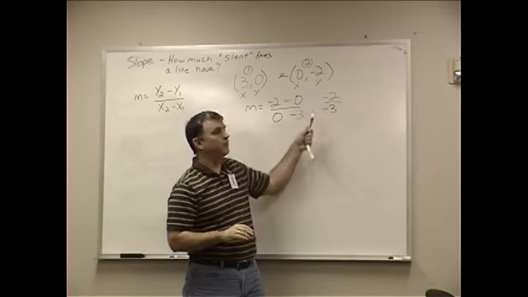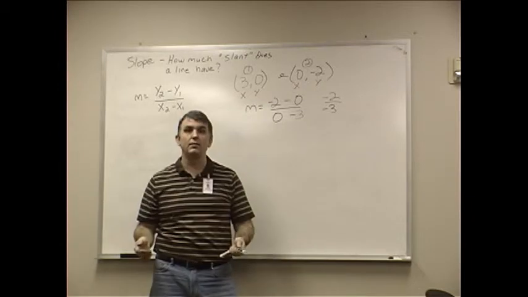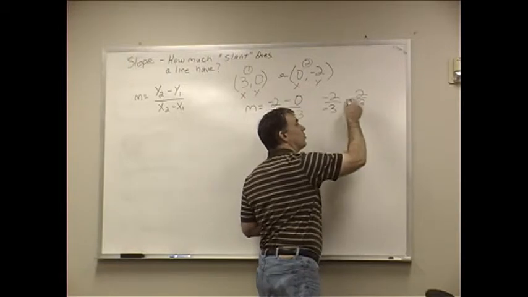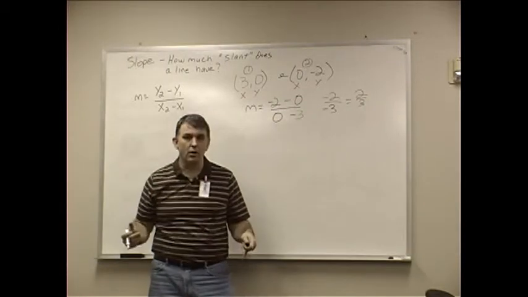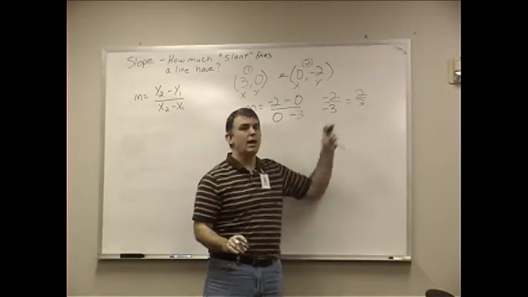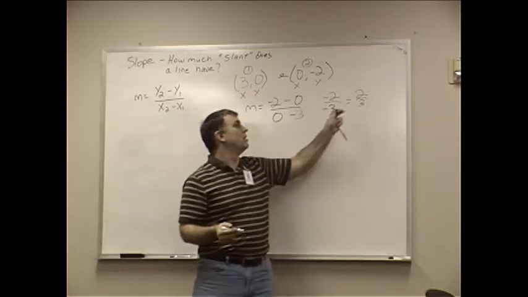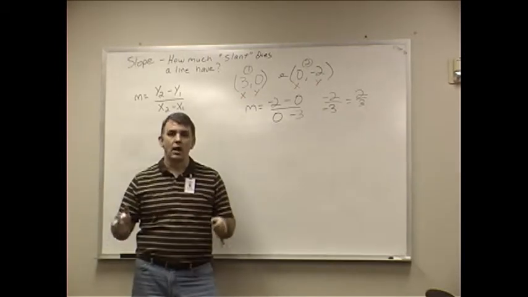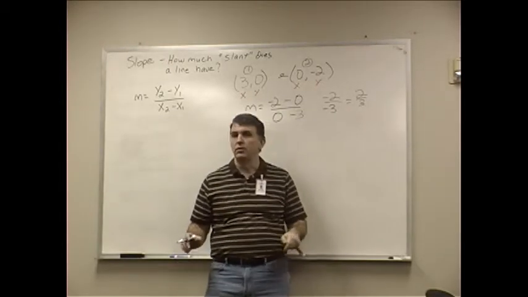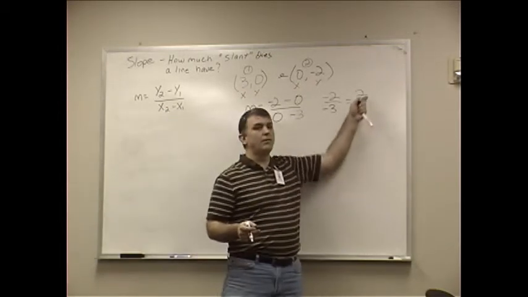Now, can I simplify this? The answer is yeah. When you've got two negatives, what is a negative divided by a negative? It is a positive. So that's going to be 2/3. Now, what does 2/3 mean? We're going to get to that in a later tape. But for right now, 2/3 is our mathematical value. Yes, it's a fraction. We like slope in fractions, even if they're improper fractions. Don't change slope to mixed numbers. Leave them as a fraction.